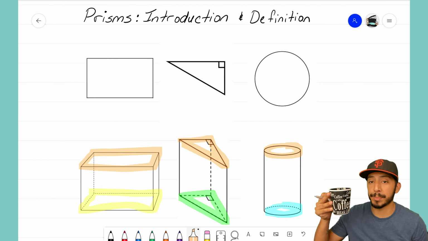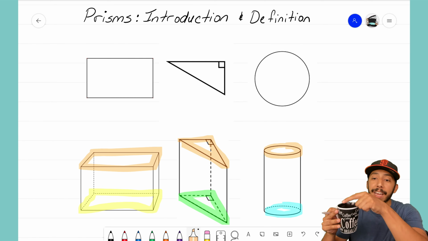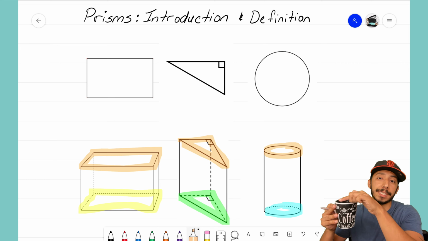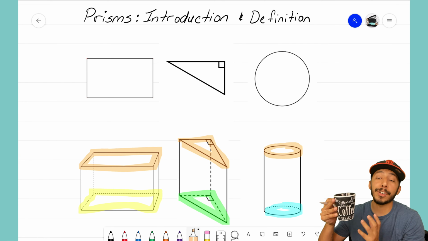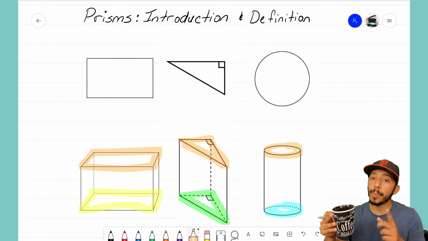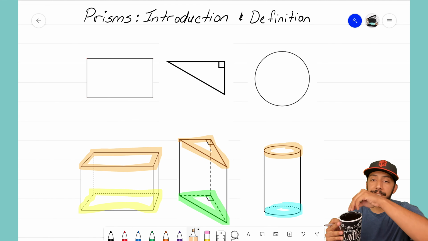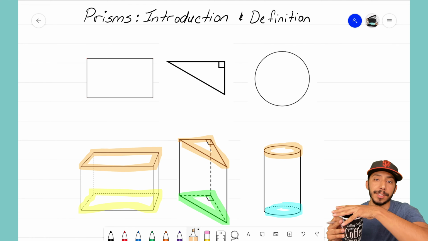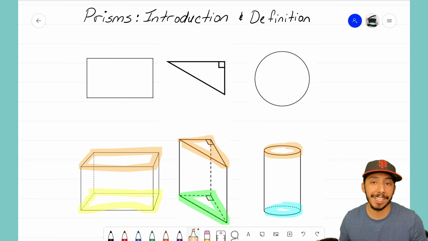Now this sort of resembles a cylinder, but I have two different circles here, one on the top, one on the bottom, that are different sizes. So this wouldn't qualify as a prism, but we can still refer to volume as filling up this figure with what's inside. So that's one thing we can do, is volume.